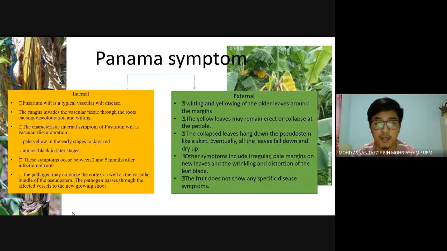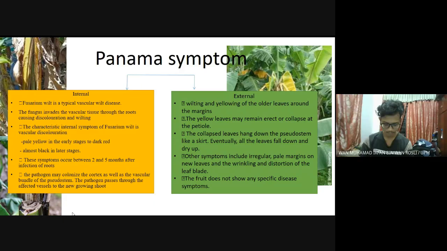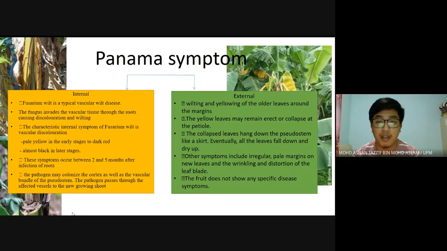Okay, the second one, about externally. The first signs of disease are usually wilting and yellowing of the older leaves around the margin. The yellow leaf may remain erect or collapse at the petiole. Sometimes the leaf remains green except for spots on the petiole but still snaps. The collapsed leaves hang down the pseudostem like a skirt. Eventually, all the leaves fall down and dry up.